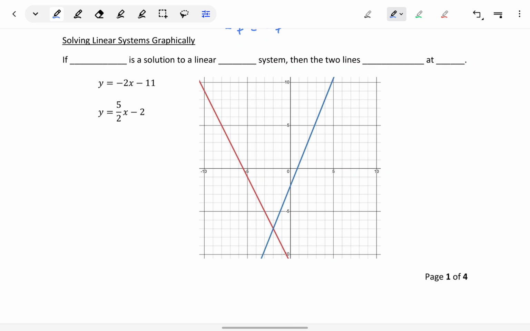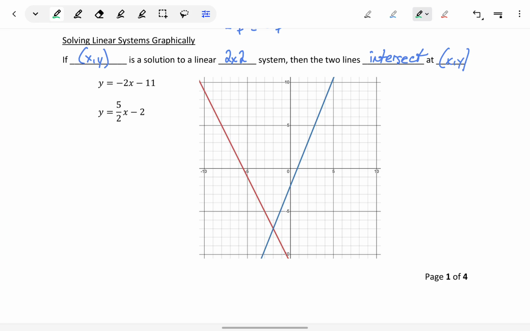If we think about solving a system of equations graphically, then the xy coordinate pair that's a solution to our system, our linear 2x2 system, is the point where the two lines intersect. So if we can graph our two linear equations and find a point where they intersect, that point of intersection will be the solution to that system of equations.